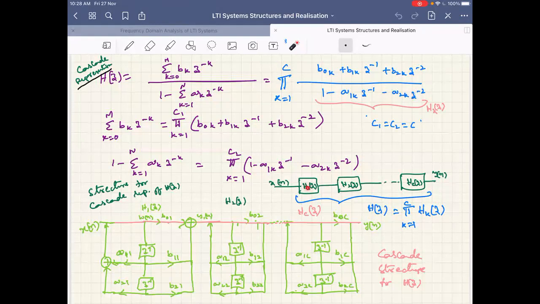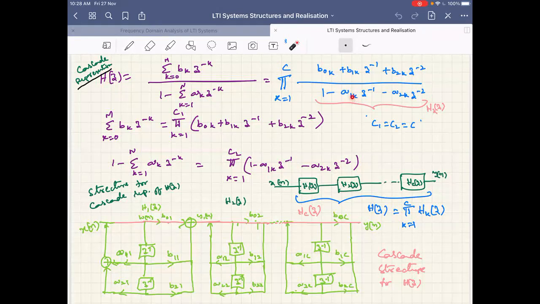Whereas here, when we first factorize and implement, even if there is an overflow here, it only affects this one. So this is referred to as cascaded form, where you bring in second order structures and then implement. The advantage of bringing in second order structures is that most of the time the coefficients will be complex.